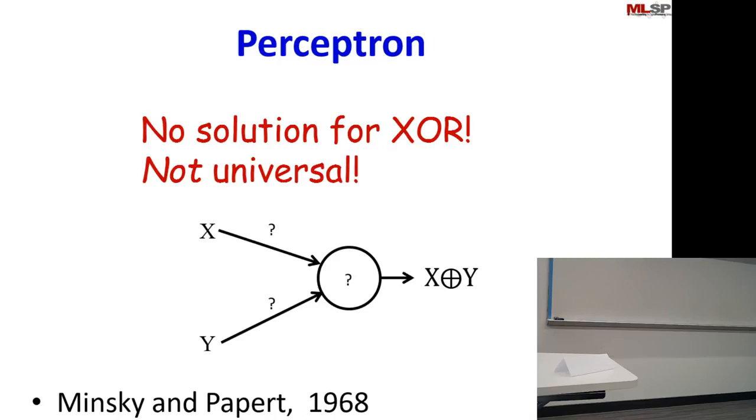What you can't perform is an XOR, and this is what Minsky and Papert showed in 1968. Now, you're all familiar with what an XOR function is, right? How many of you don't know what an XOR is? Okay, thank God.